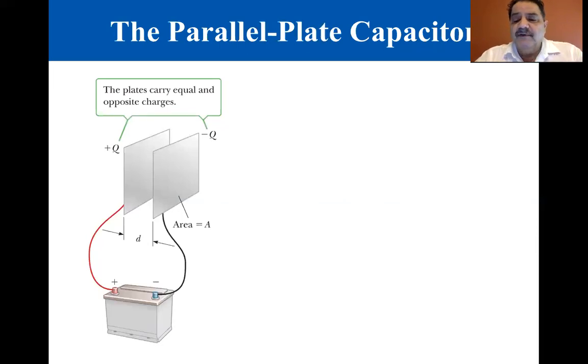The capacitance of a device depends on the geometric arrangement of the conductors. The capacitance of a parallel plate capacitor with plates separated by air, as shown in the figure, can be easily calculated from three facts. First, the magnitude of the electric field between two plates is given by the relationship E equals sigma over epsilon 0, where sigma is the magnitude of the charge per unit area on each plate.